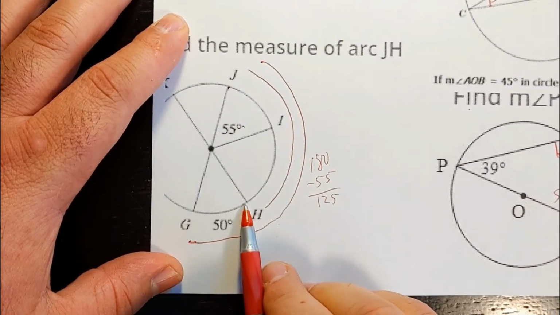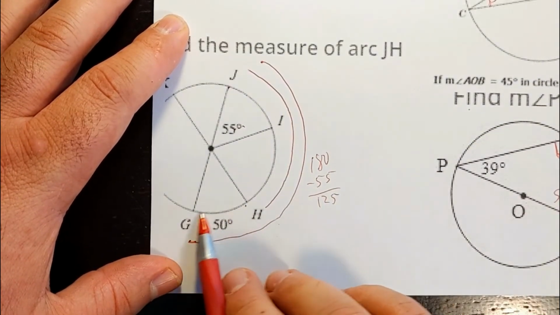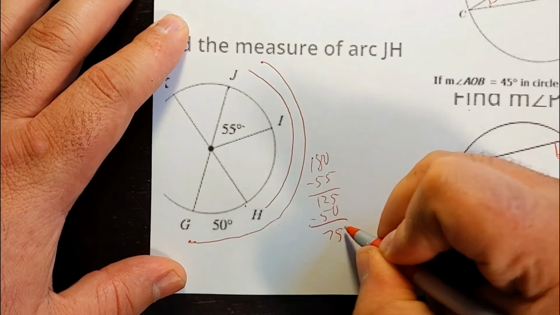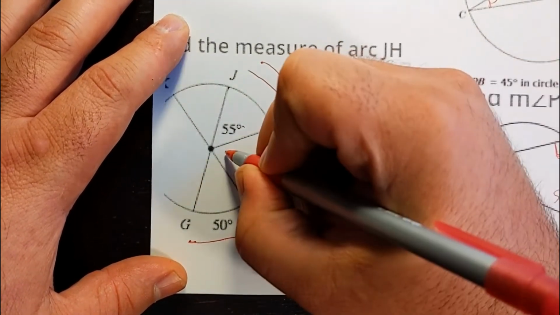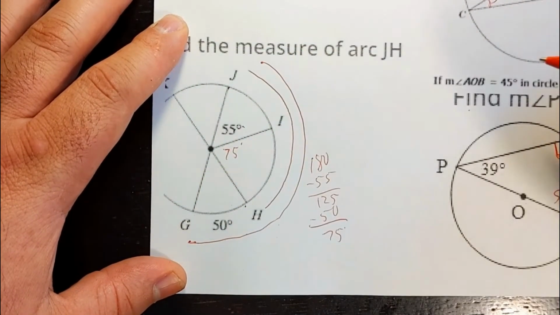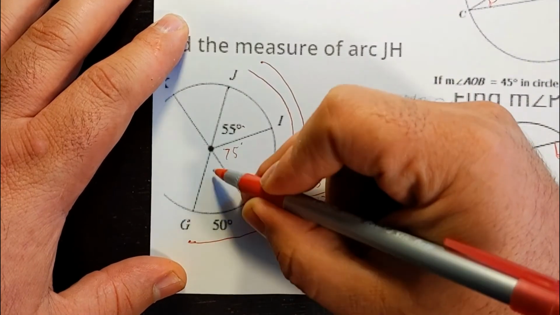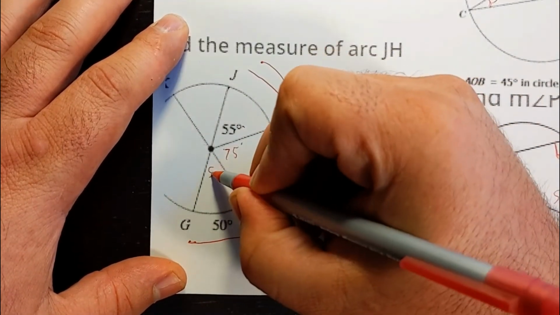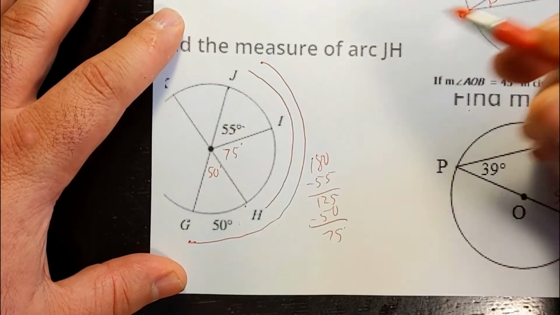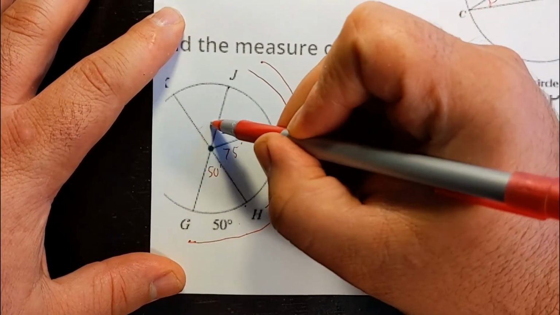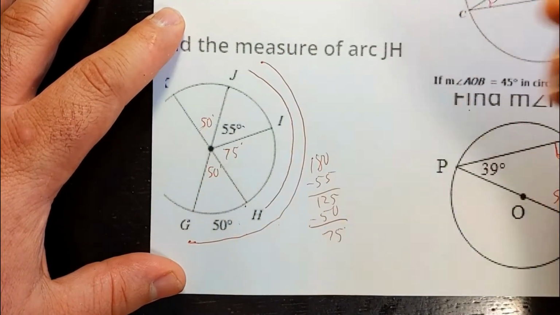And then I can cut off these 50 degrees, and I'll actually know that this central angle is 75 degrees. This one, because the arc was 50, this is 50 degrees. Vertical angles would make this angle up here 50 degrees.